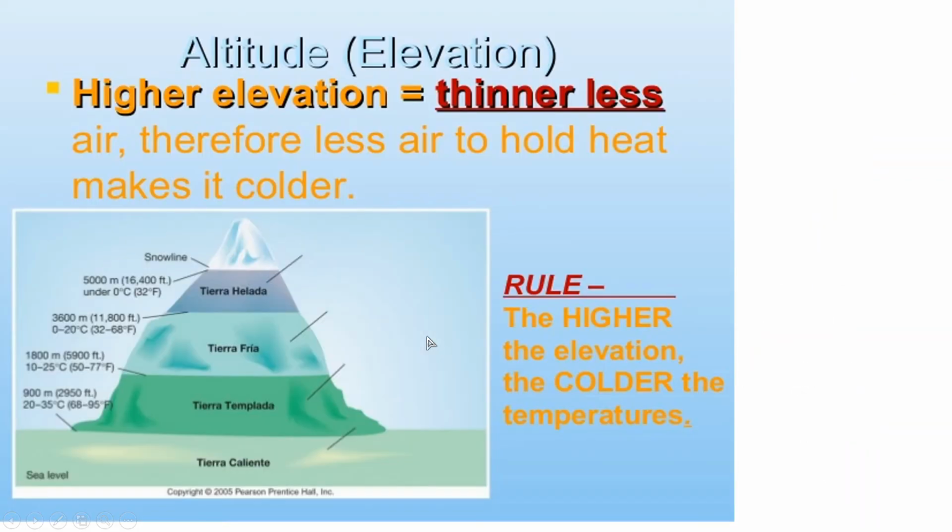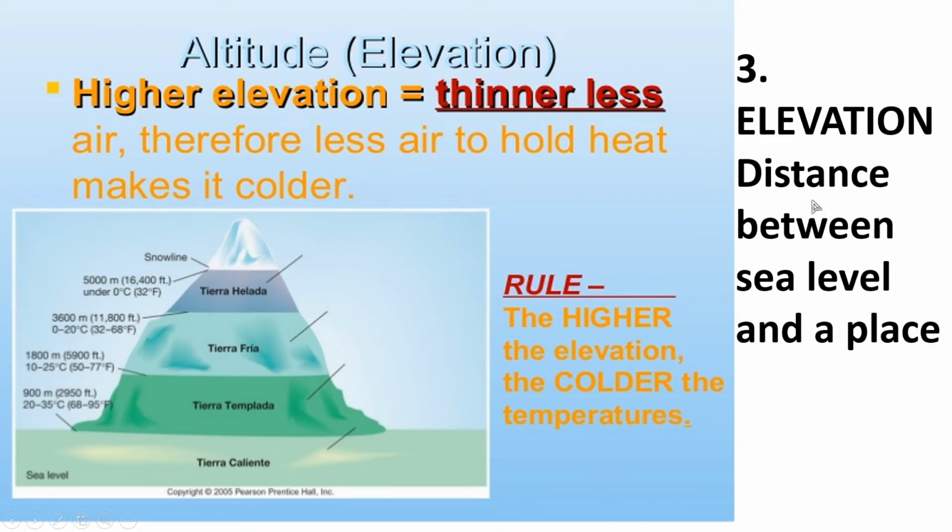And finally, in number 3, what is elevation? Elevation is the distance between the sea level and a place. So for example, this mountain. The higher the elevation, the colder the temperature. Which means that if you are living on the top of a mountain, on every top of a mountain, the temperature is colder. So that's why if you are going to Mount Everest, the tip of Mount Everest is very cold, because the elevation is very far from the sea level.